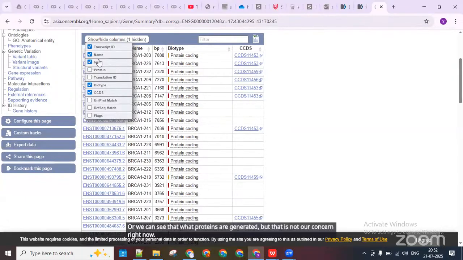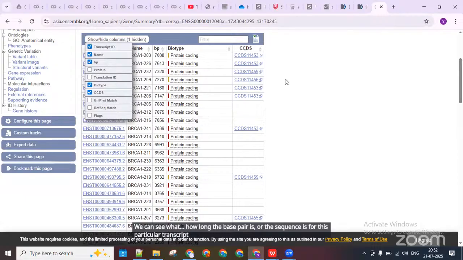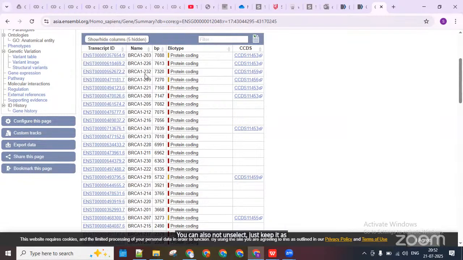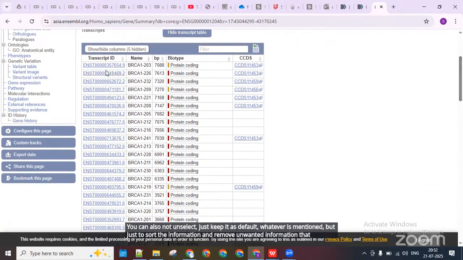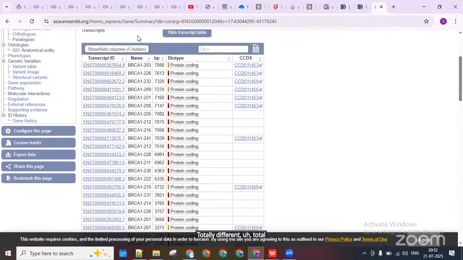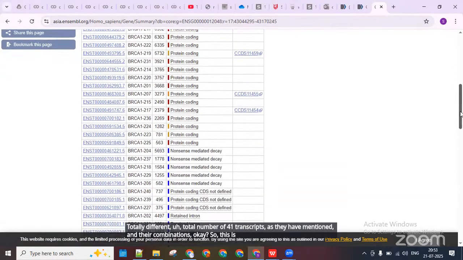We can see how long the sequence is in base pairs for this particular transcript, and the name of the transcript. Once the table is sorted, you can also just keep it as default, whatever is mentioned, but to sort the information and remove unwanted information that we are not focusing on here, we can see a total of 41 transcripts, as they have mentioned, and their combinations. Okay, so this is the kind of information.